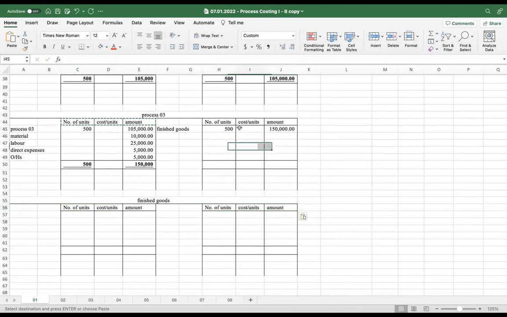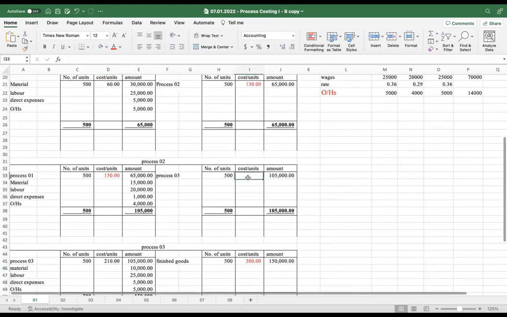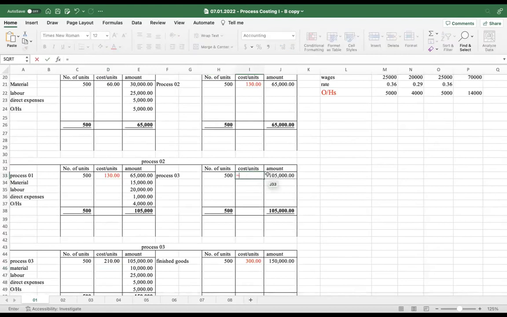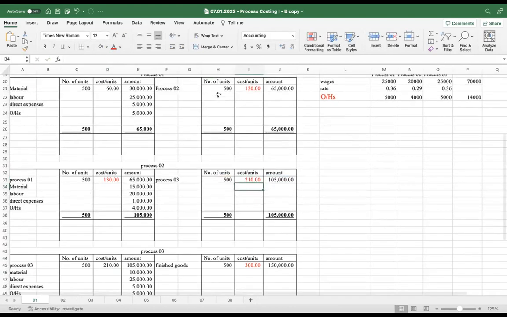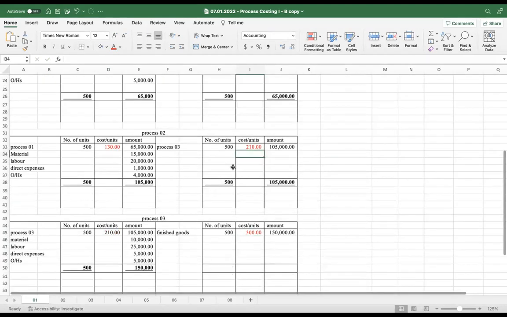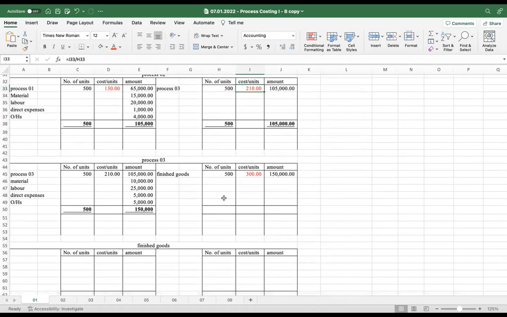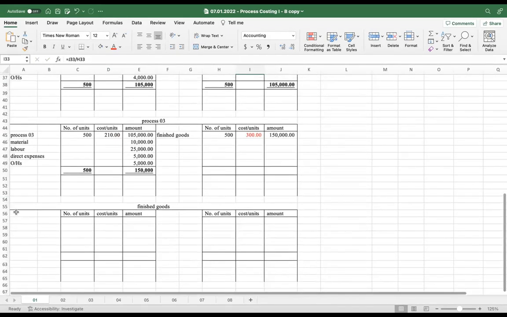Right, now let's find out the cost per unit for all these values. This would be in process 3. At the end of process 3, that will be 300. At the beginning, 210, which means the value here will be 210, right? Now see, at the end of the first process, per unit cost will be 130. At the end of process 2, per unit cost will be 210. At the end of process 3, per unit cost will be 300.